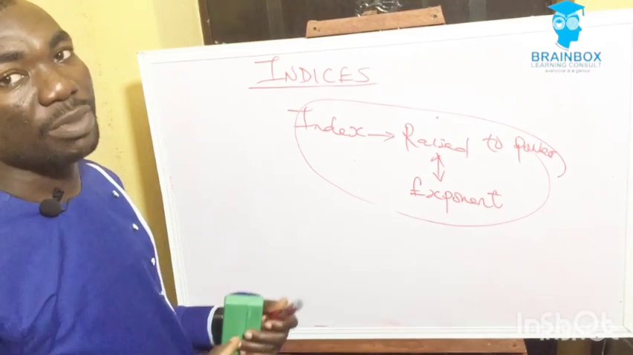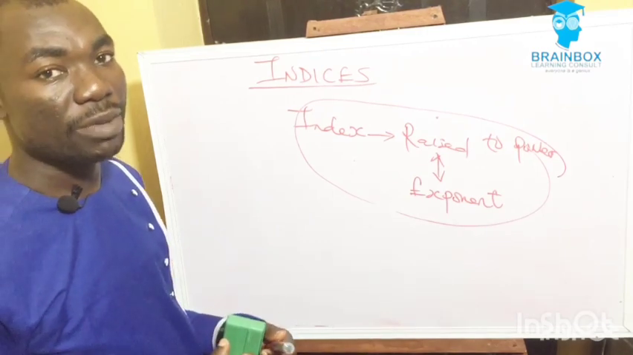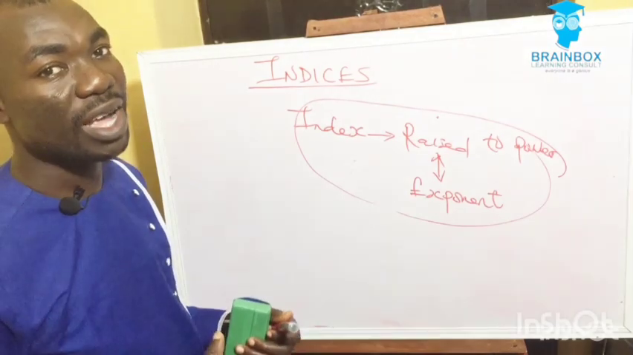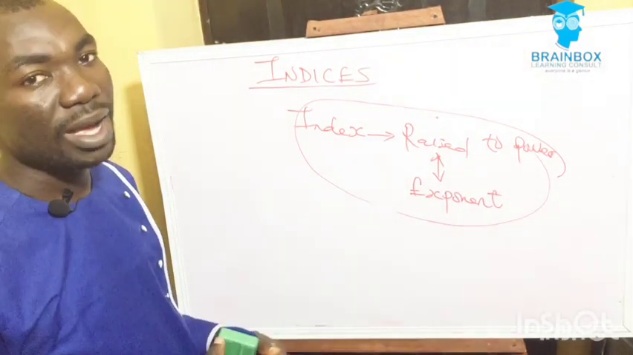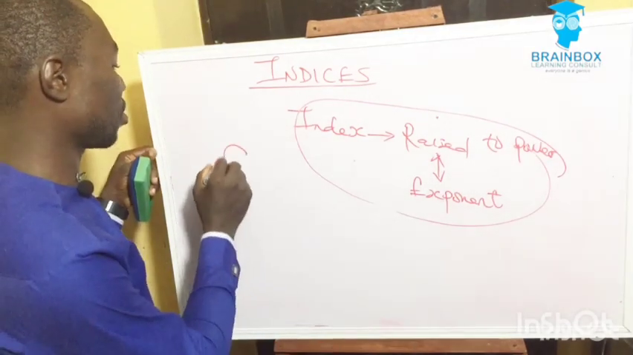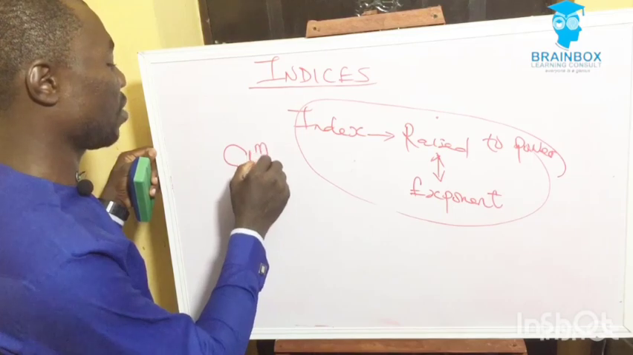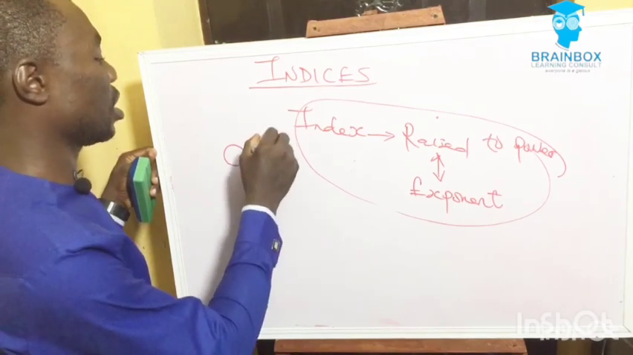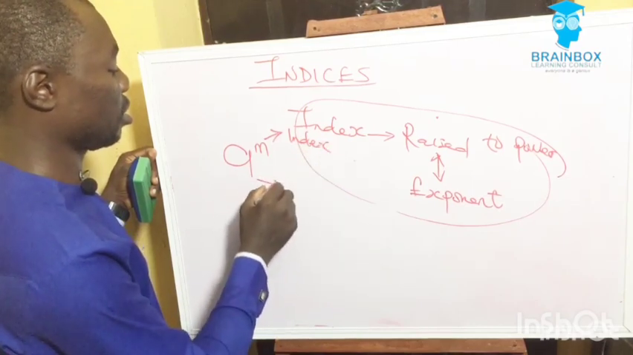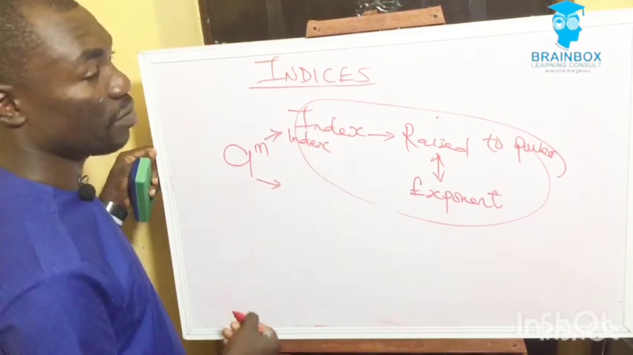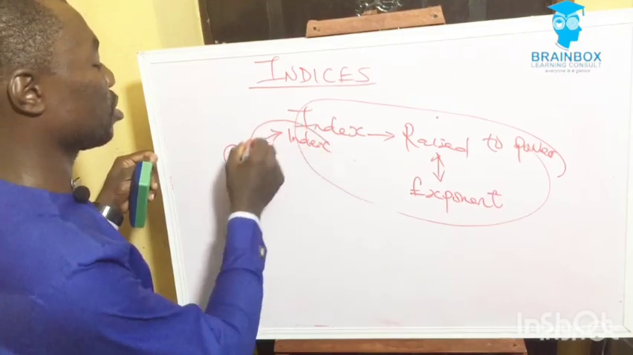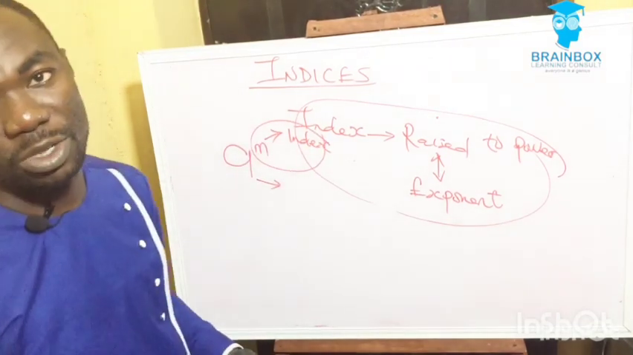So it actually talks about power. Everything we'll be talking about from now on in this series is going to be concerning power, exponent, indices. So for instance, we have a raised to the power of m. This is our index. This is just a value raised to the power. So this is index. This is what we'll be focusing on in this topic.